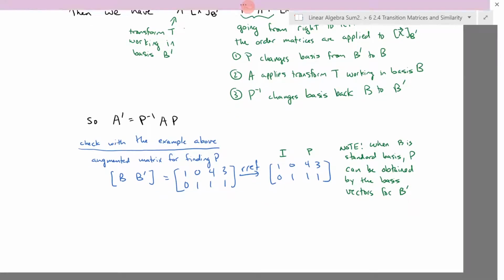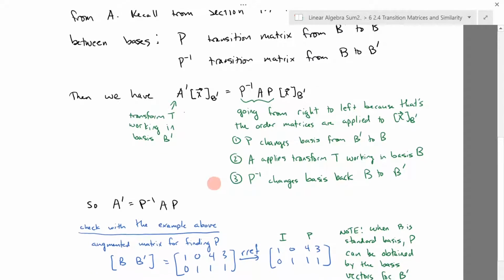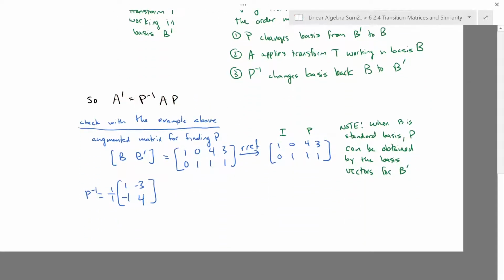Okay, so now I have my matrix P. Right, so what is P inverse? So we can just calculate that, right? So the determinant is 4 minus 3, which is 1. And then this becomes a 1, this becomes a 4, and then this is a minus 3, a minus 1. Okay, so now I want to check that this is the same as A prime.